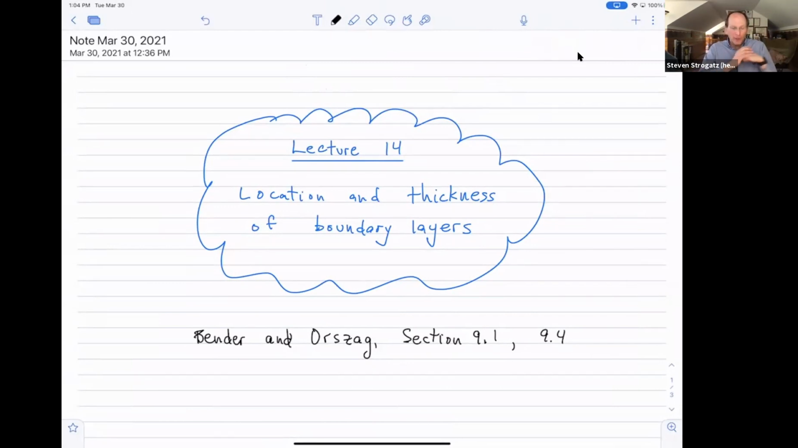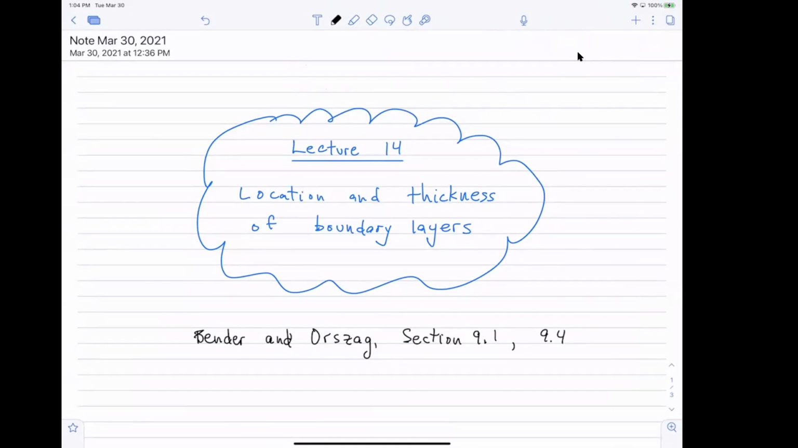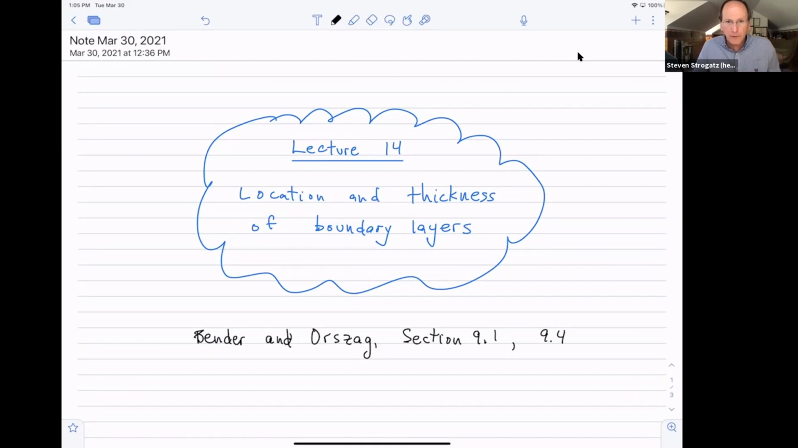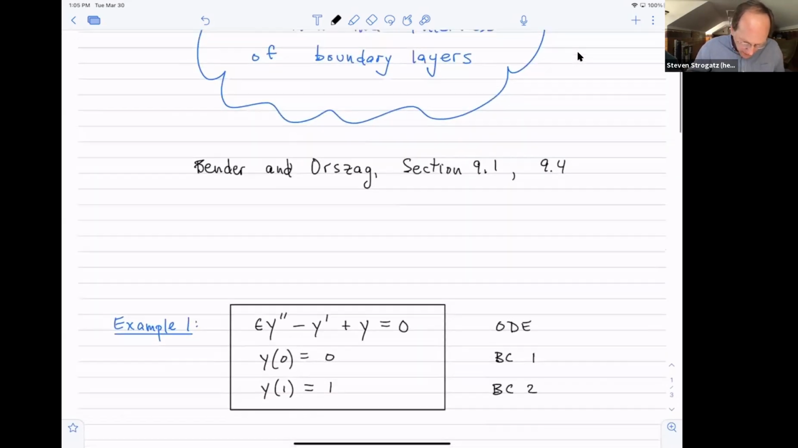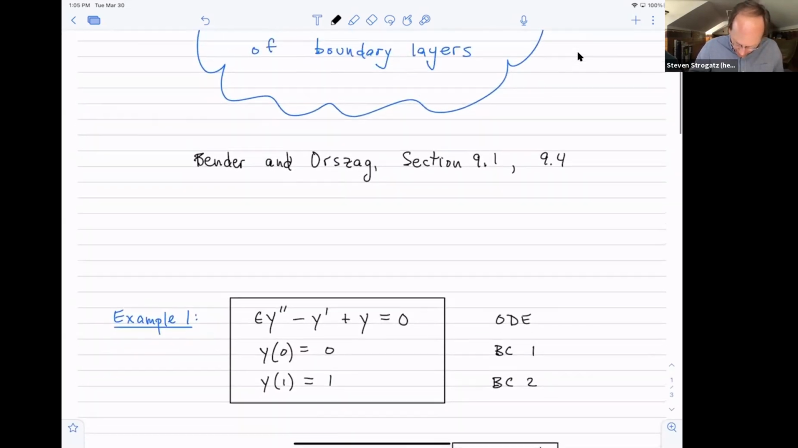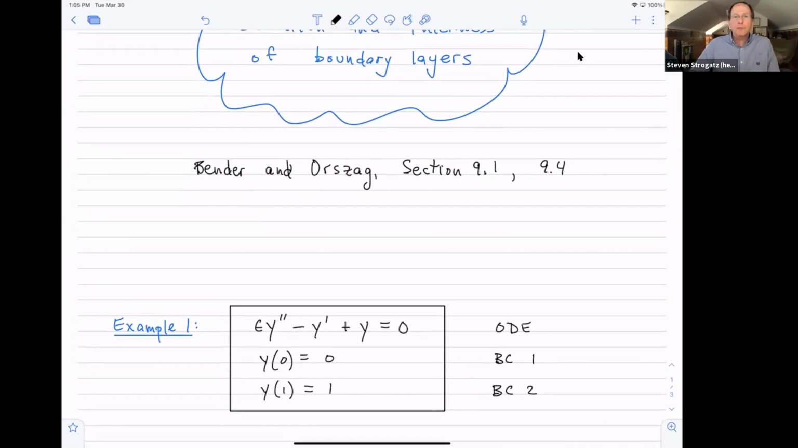Anyway, okay, so here we are. The question is the location and the thickness of boundary layers. This is addressed a little bit in the first section of chapter 9 in Bender and Orszag. In 9.1, they tell you something about how to locate the boundary layer, but really 9.4 is the section that you should be focused on. All right, so let's begin with one of our standard model linear problems, just as a warm-up, then we'll do something a little juicier.